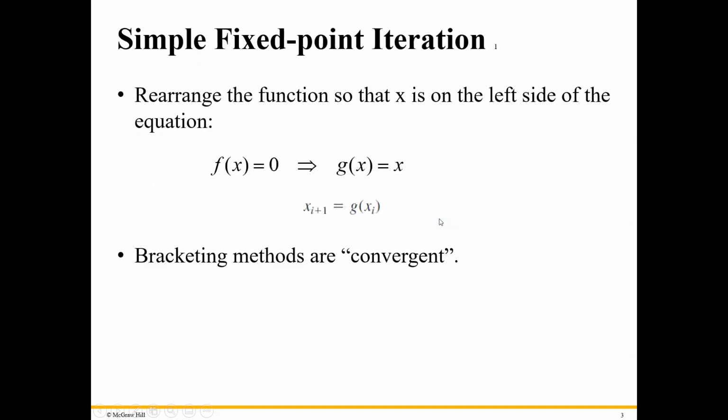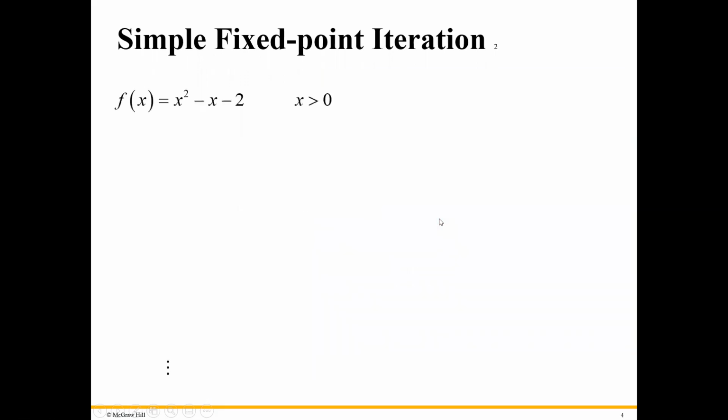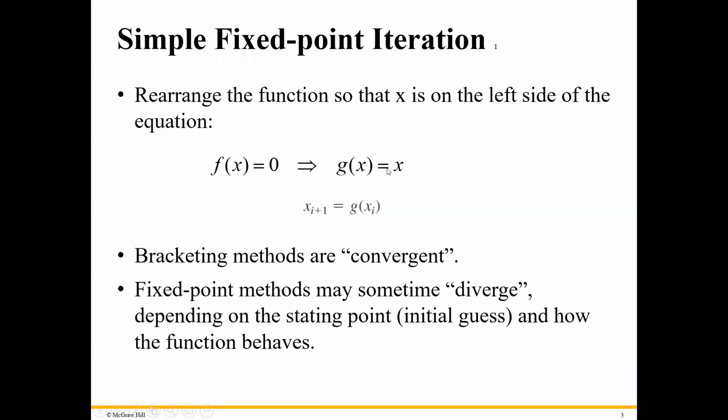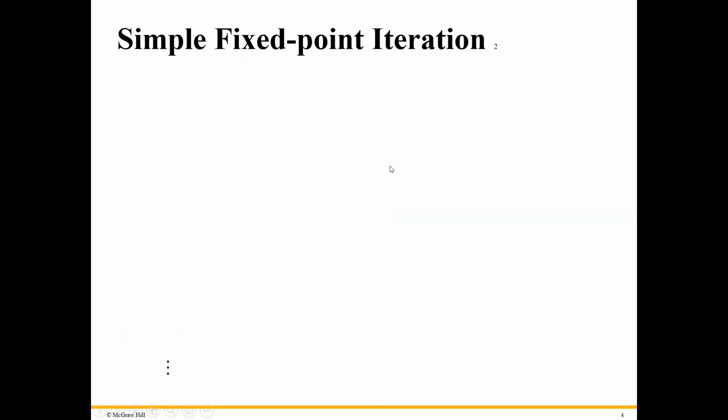So let's see the examples for the fixed point iteration. So suppose the function is x square minus x minus 2, where x is greater than 0. If we want to write this function x square minus x minus 2 in this form, there should be an x on one side of the equation and all the remaining terms should be on the other side.